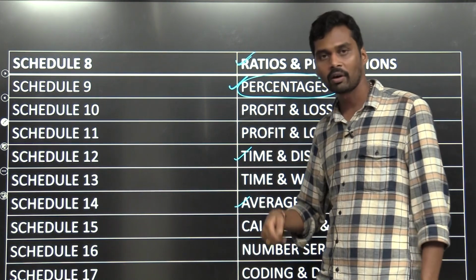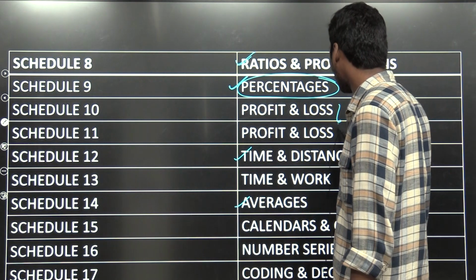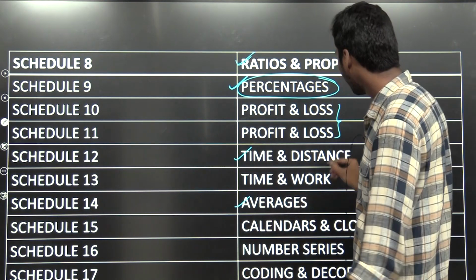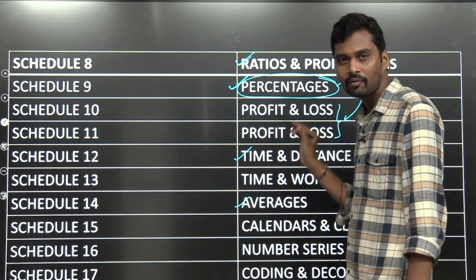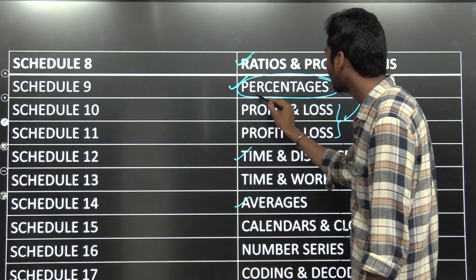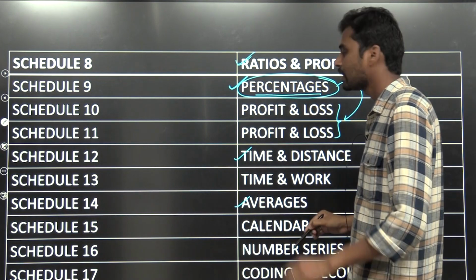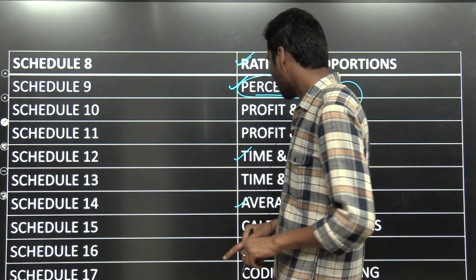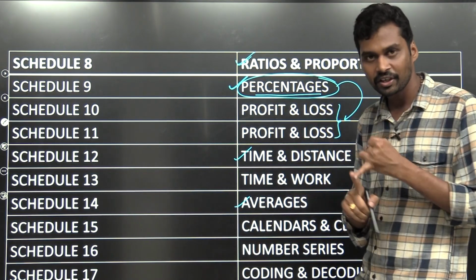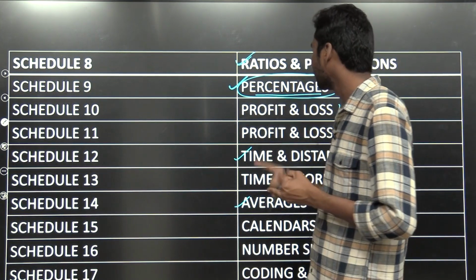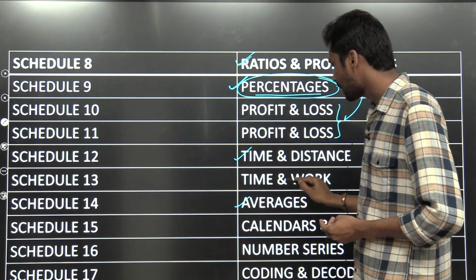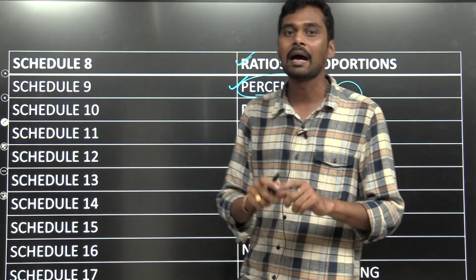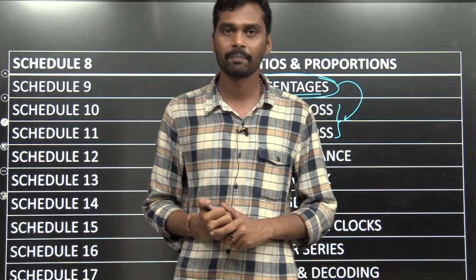If percentages is over, then we have to focus on profit and loss. This profit and loss topic is a pure application of percentages. And whatever concepts we learn in percentages, the same concepts are repeated in profit and loss. So these, ratios and proportions, partnership, percentages, profit and loss, time and distance, time and work, averages, are called arithmetic, basic numeracy.